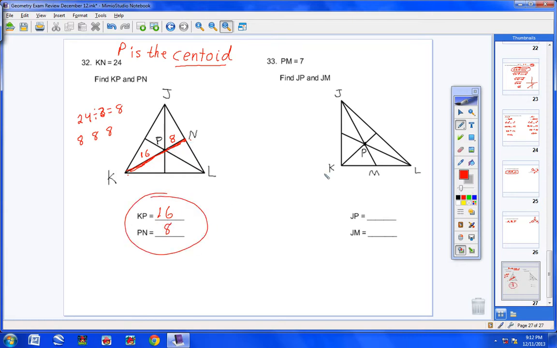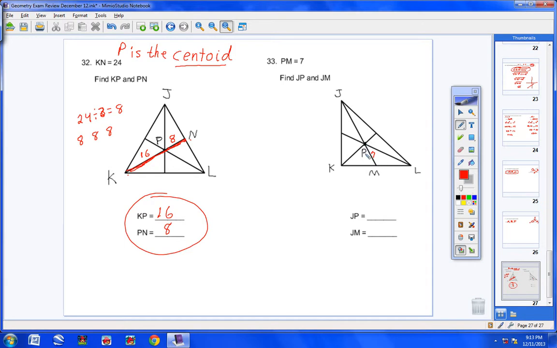Not too bad. Now let's try the same thing over here, only this time realize I'm giving you the length of PM. So see PM goes from here to here. Do you see that? There's PM. And I'm telling you PM is 7. This little segment right here is 7. Okay?